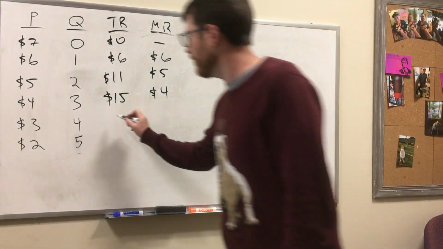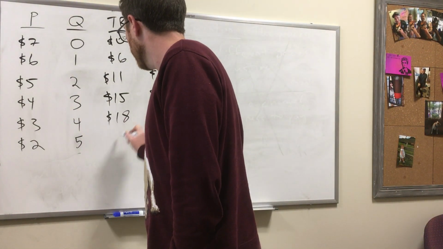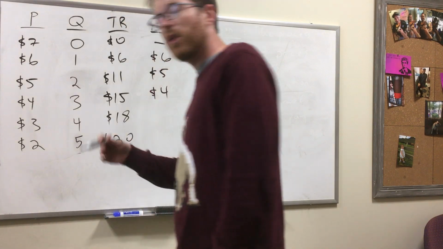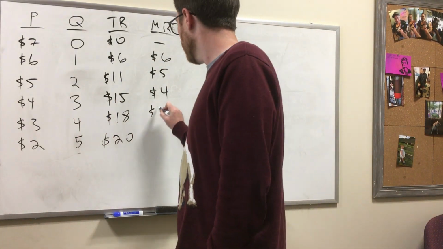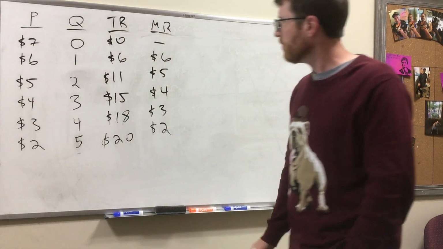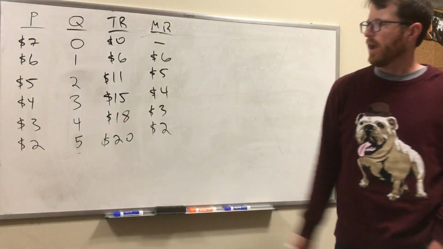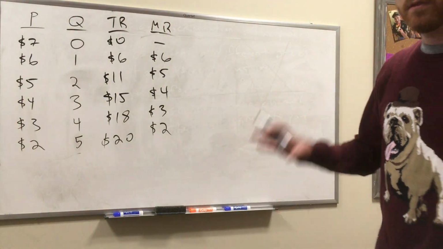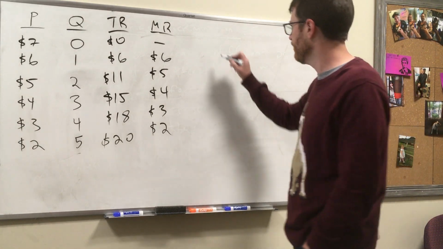All right, and I'm just going to complete this little table here. If that didn't make sense to you, probably go back, listen to it again, just to make sure that it clicks. But here would be our total revenues and our marginal revenues. So now let's think about graphing this scenario.